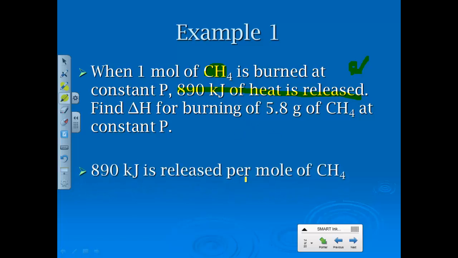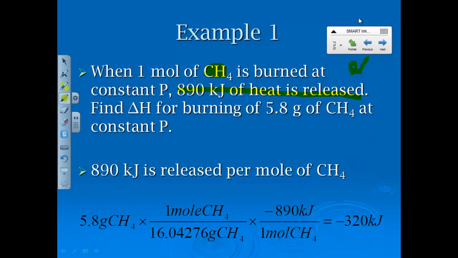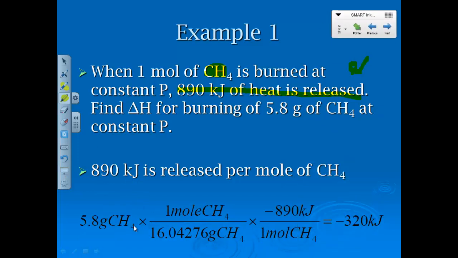Alright, if 890 kilojoules is released per mole of methane, we want to find the delta H for burning 5.8 grams. Now you may think you don't know how to do this, but it really is just using conversions. If I start with 5.8 grams, hopefully we know we have to go grams to moles first, so we would cross off and lose our gram units.